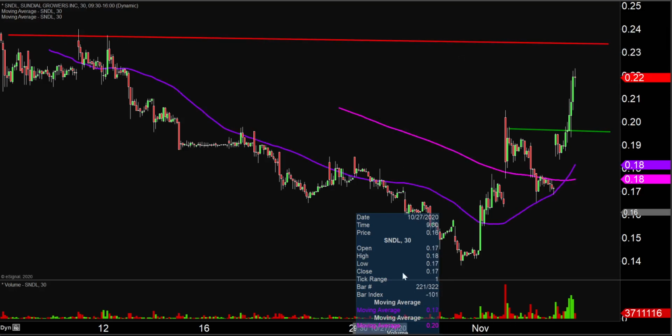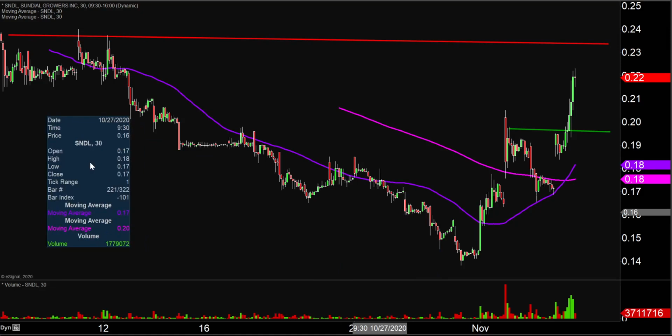But all in all, any angle you look at it, great volume today, very nice price movement. Not just a question of can the price continue to build upon this momentum moving forward.